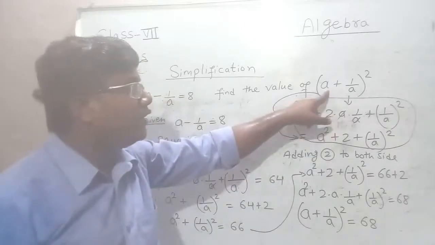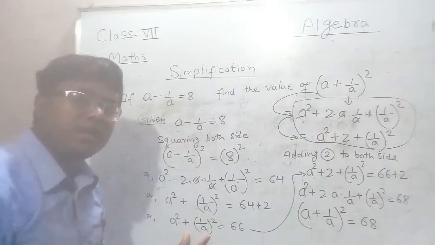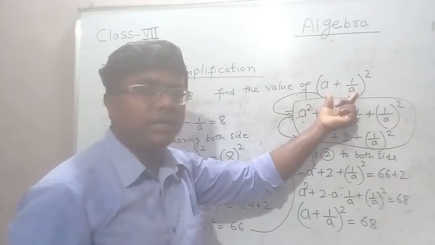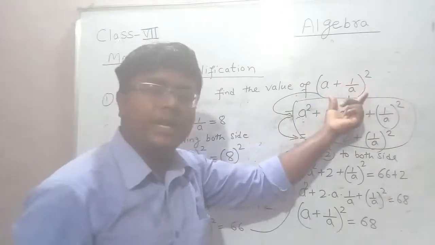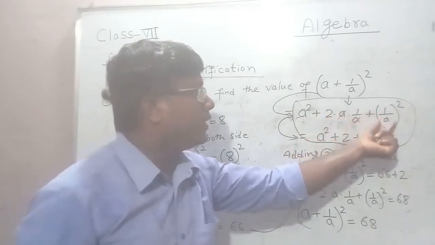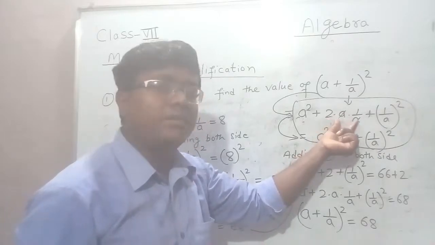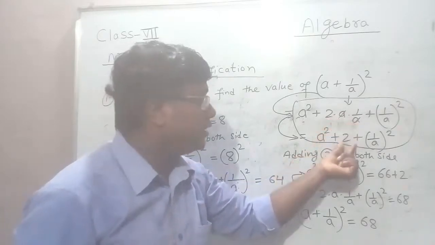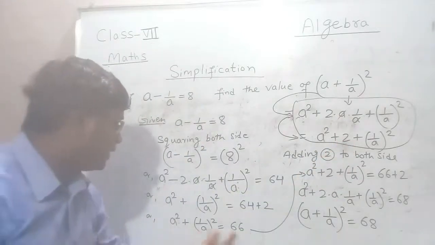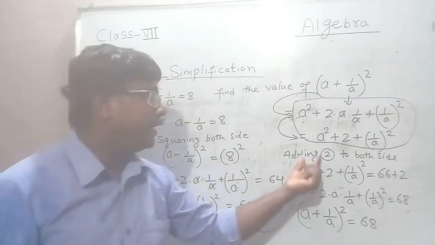After this, we have to see the question once again. We need to find the value of a plus 1 upon a whole square, but we got here only a square plus 1 upon a whole square. If we extend a plus 1 upon a whole square, we will get a square plus 2a into 1 upon a plus 1 upon a whole square. This term is missing, actually 2 into a into 1 upon a is missing here. This means actually 2 is missing. So what we can do, we can add 2 to both sides, left hand side also and right hand side also.